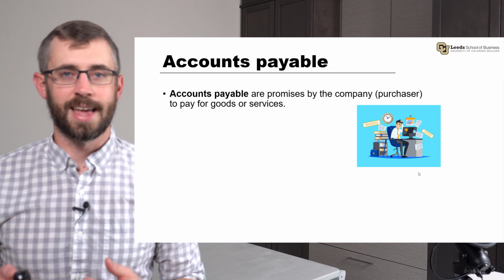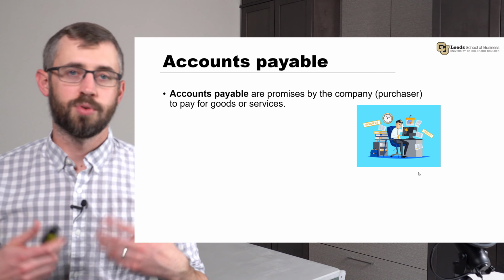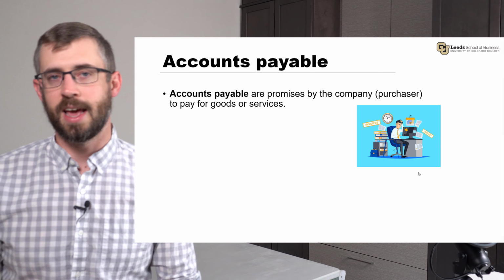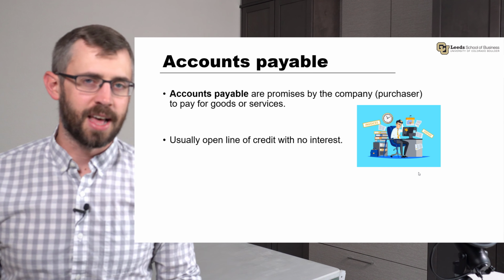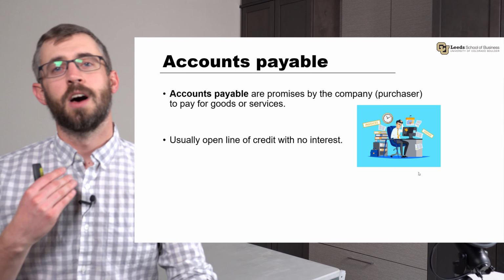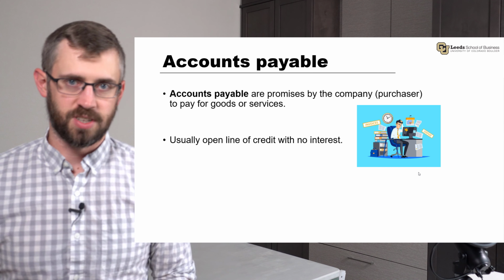So let's start with accounts payable here. Accounts payable are promises by the company to pay a supplier for goods or services. And this is usually an open line of credit, relatively informal. It's just the flip side of the accounts receivable that we've seen.